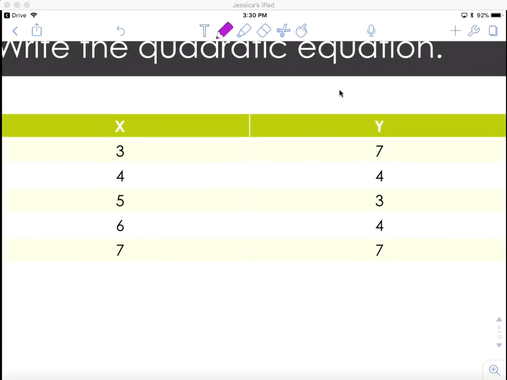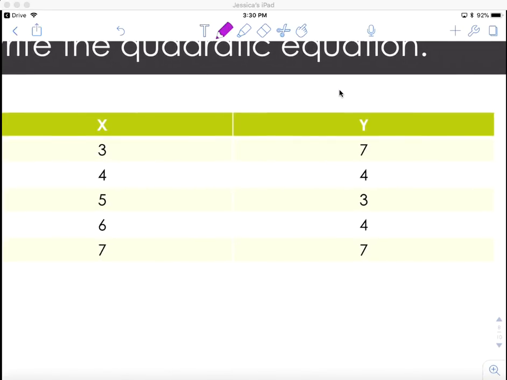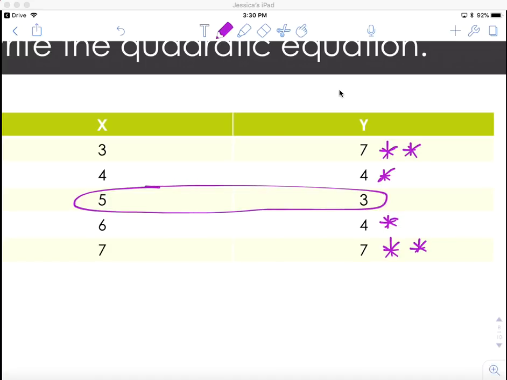So if you look at this table carefully, you can see that I am symmetric around 5, 3 because I have 4, 4, 6, 4, 7, 7, and 3, 7. Those y values are symmetric around 5, 3. What that means is this 5, 3 here is my vertex, my h, and my k.